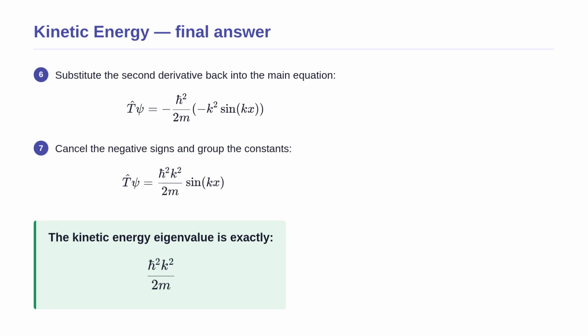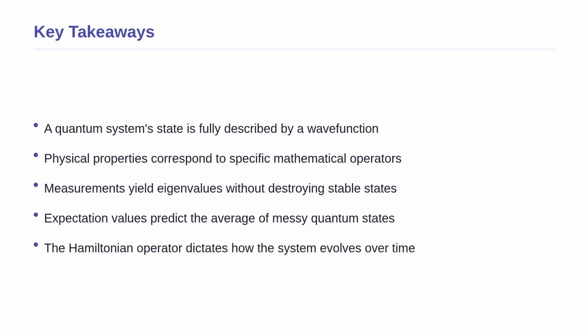The entire block of constants sitting in front of the wave function is our eigenvalue. This means the physical kinetic energy of the trapped electron is exactly h bar squared times k squared divided by 2m. We have covered a lot of ground today, so let us bring it all together.